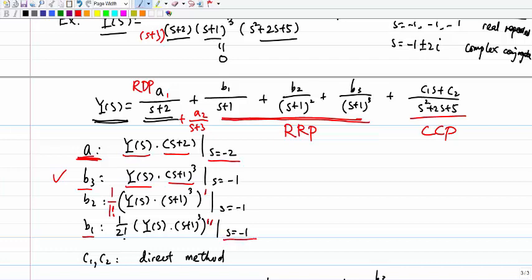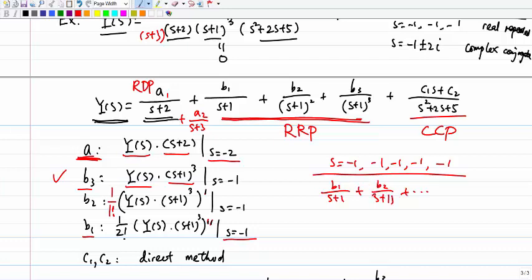Okay, you can sort of say, what if I have s equal to negative 1, negative 1, negative 1, negative 1, negative 1? Let's say I have 5 repeated poles. Okay, so you're going to have b1 over s plus 1, plus b2 over s plus 1 squared, and so on, up to b5 over s plus 1 to the fifth, basically, right? So let's assume I have y(s). Okay, these are the poles.